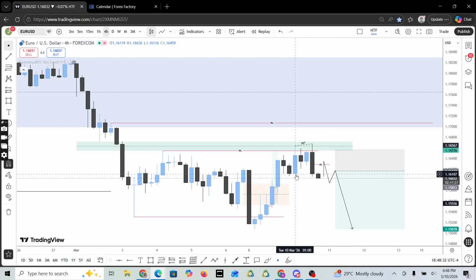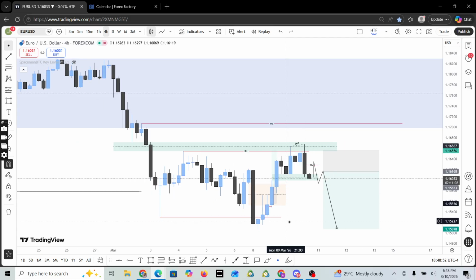I also want to see a close below this, and then perhaps below this one, this H4 fair value gap, right? Let me mark that out. This one, that one, right? Price close below this. That would be a very good sign, right?